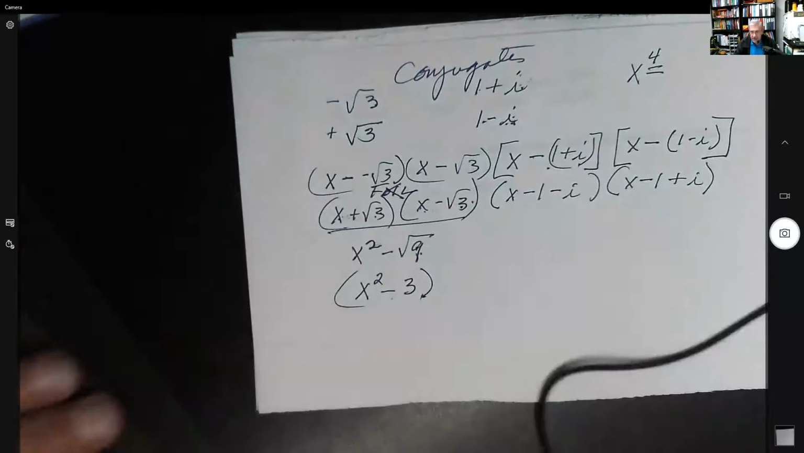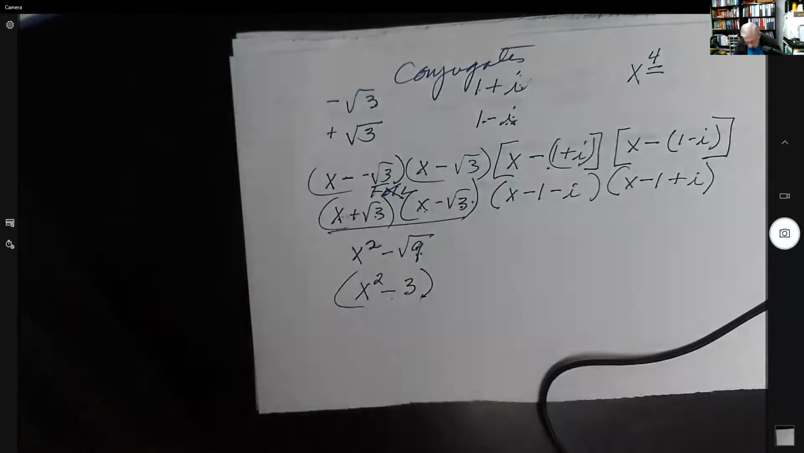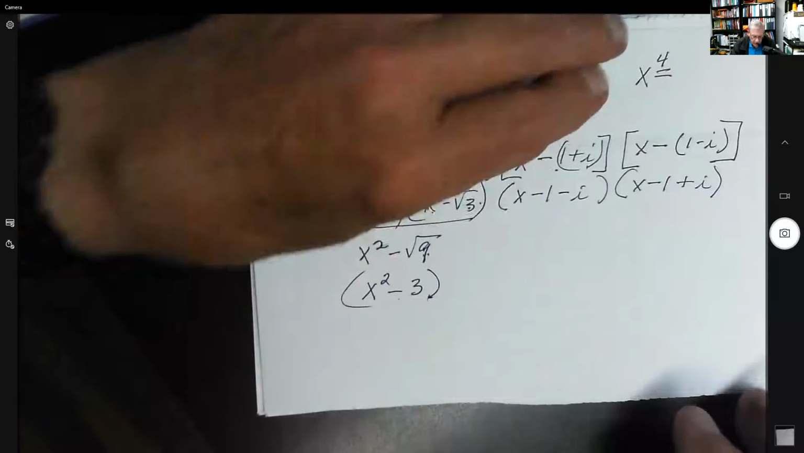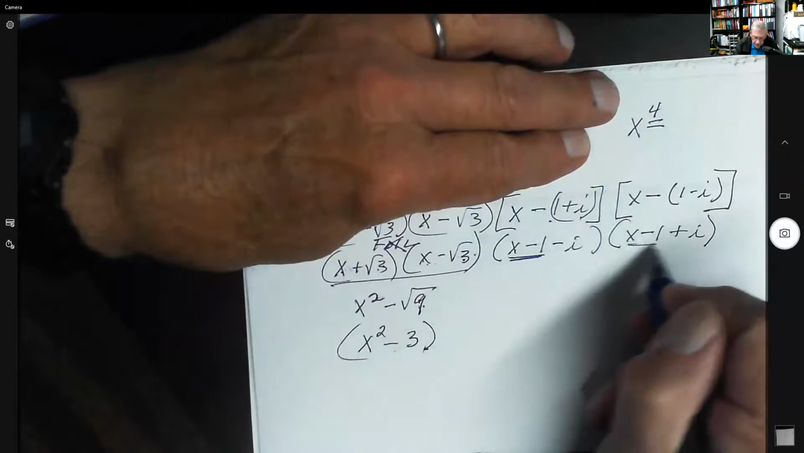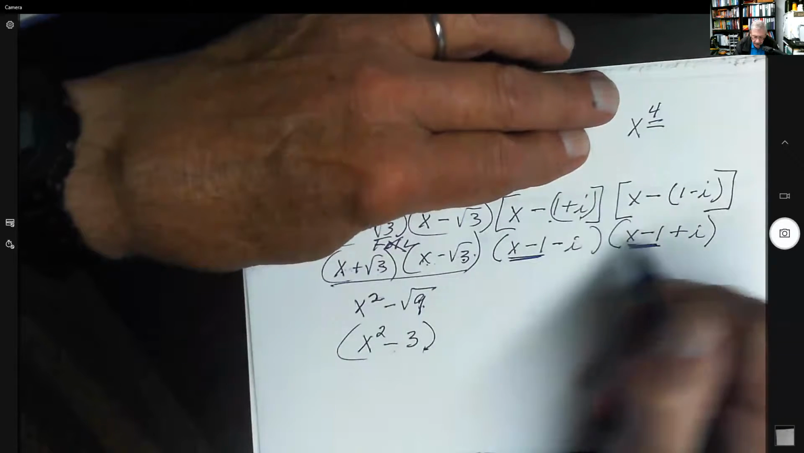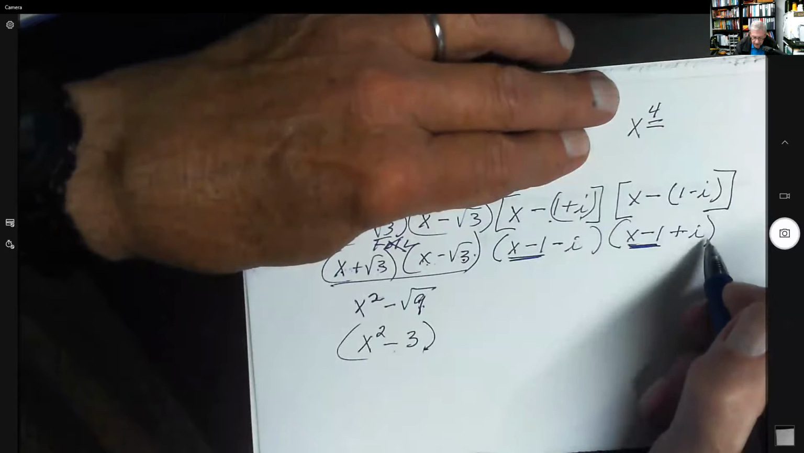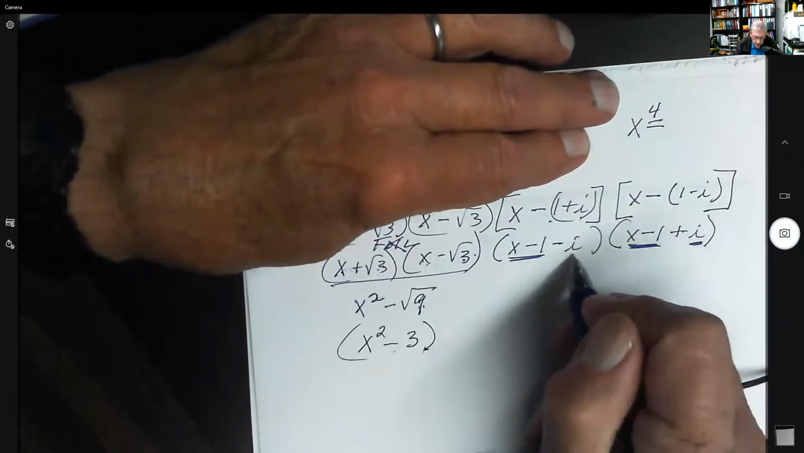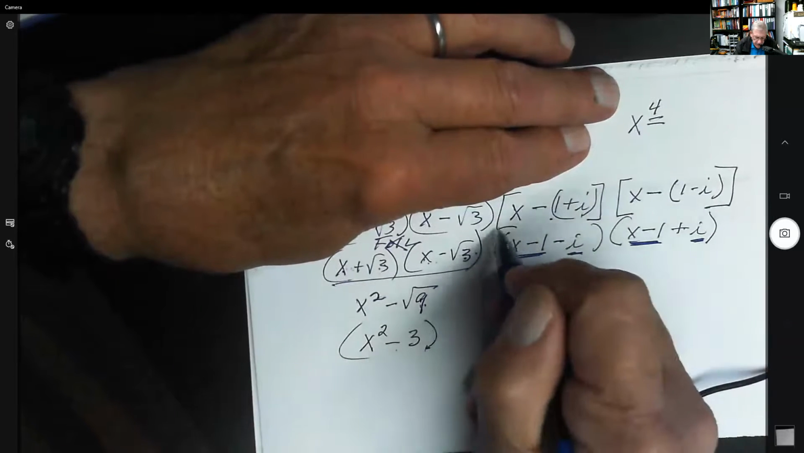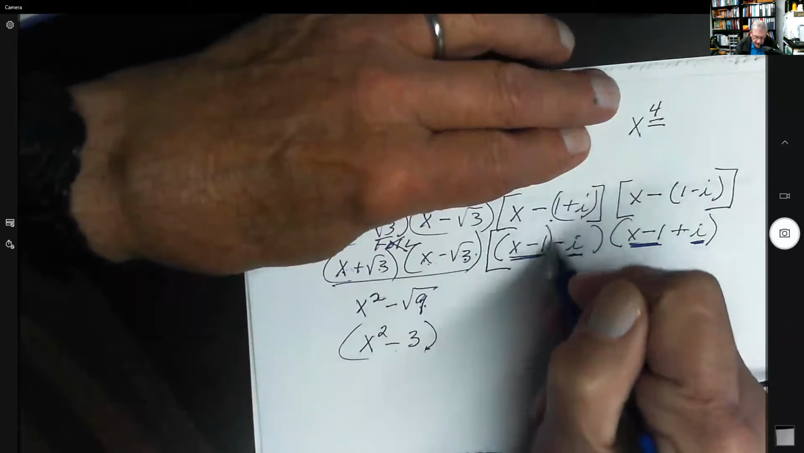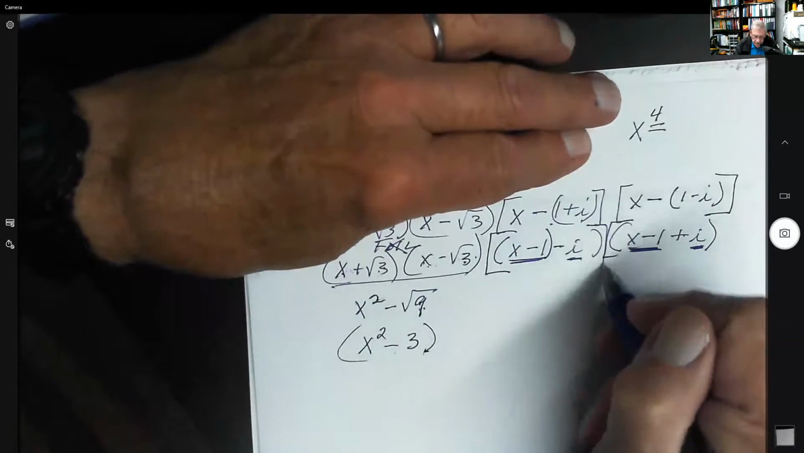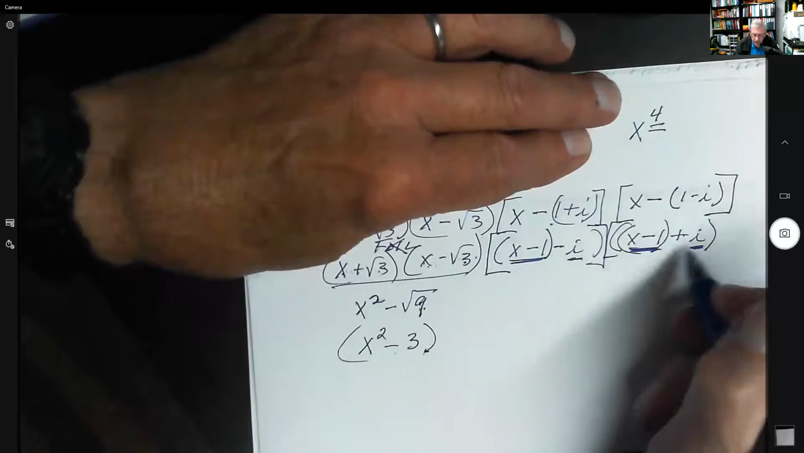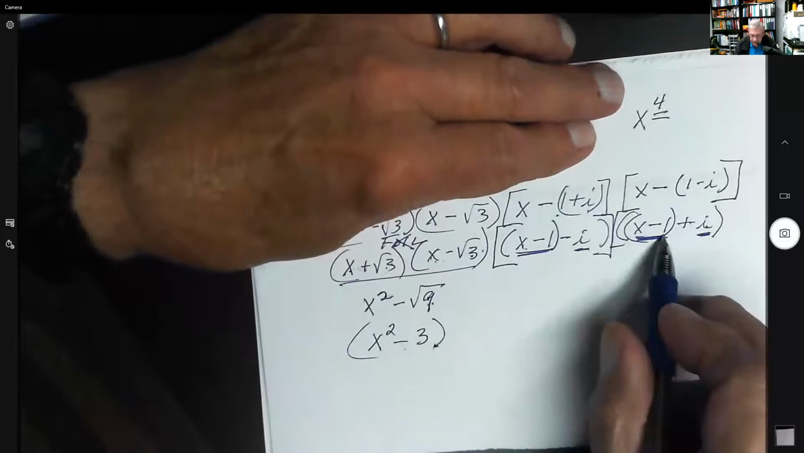Now, what about this mess? Well, here's where we do our detective work. We notice that these two terms are the same, and then there's a minus and a plus. So we can think of this as x minus 1 minus i, x minus 1 plus i, difference of squares.